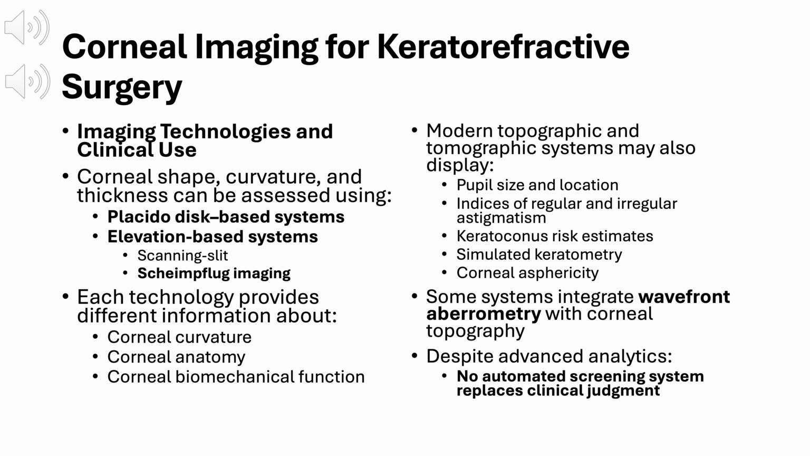Modern topographic and tomographic systems also provide additional clinically useful data. These may include pupil size and location, indices of regular and irregular astigmatism, keratoconus risk estimates, simulated keratometry values, and measurements of corneal asphericity. Some platforms also integrate wavefront aberrometry with corneal topography to link optical quality with corneal shape. Despite how advanced these systems have become, the key point is that no automated screening tool replaces clinical judgment. Imaging guides decision-making, but it doesn't make decisions for us.